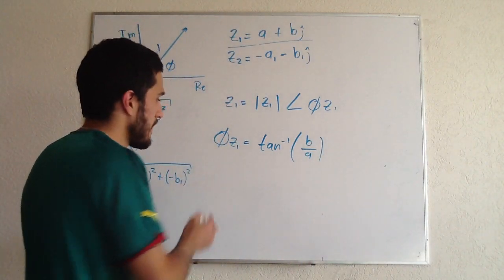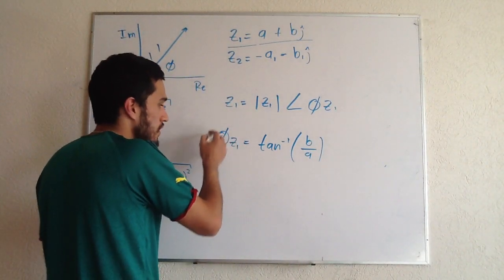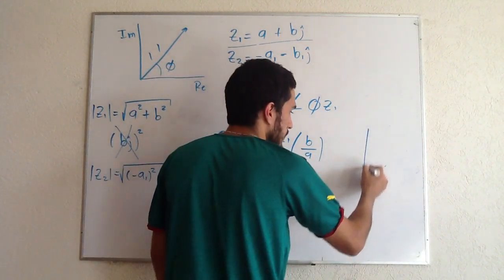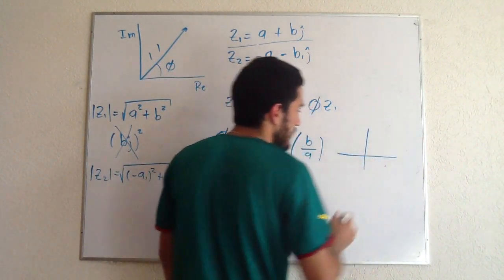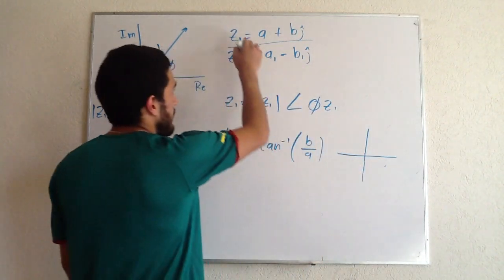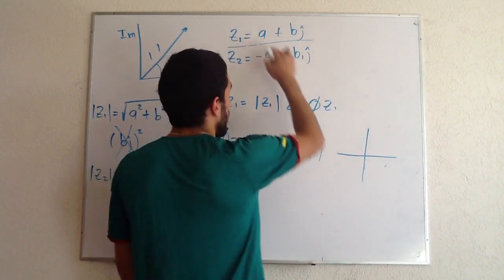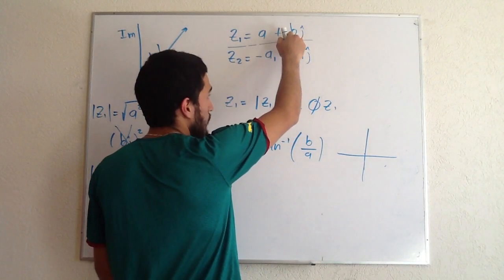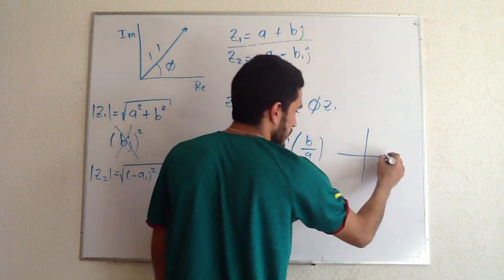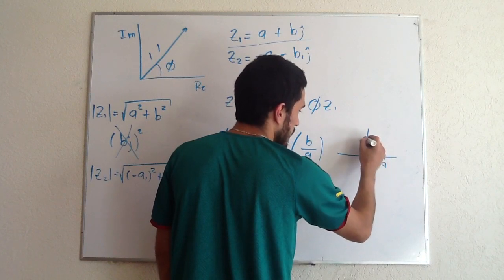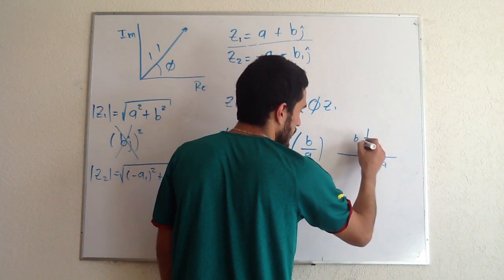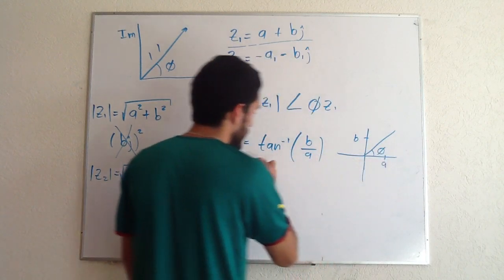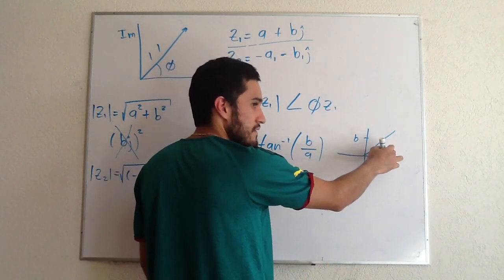It's important to say that this angle, we need to localize this angle. Why is that? Because, for example, if I draw here my plane, where is theta 1? a is positive, the real part is positive, and the imaginary part is positive. So, real part a, imaginary part b, i. Then, if I do this, I'm taking this angle.